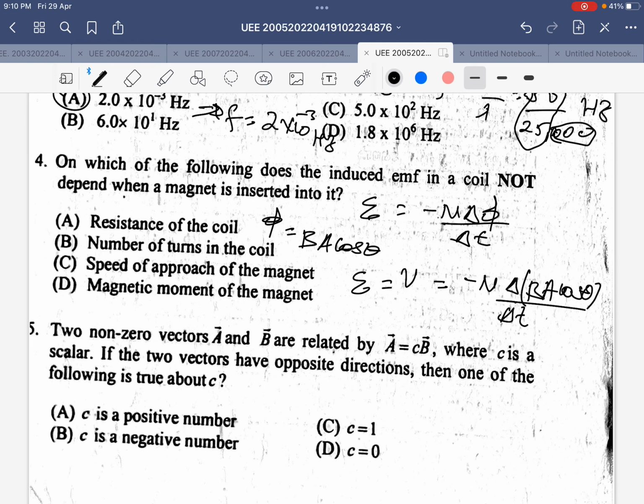Now let's choose. A, resistance of the coil. B, number of turns. We have number of turns N. Therefore, it depends. C, speed of approach of the magnet. That means when the speed is faster, the time becomes shorter. Therefore, it depends on C. And D, magnetic moments of the magnet. That is B, magnetic field. It depends on the magnetic field. Now the answer is A. The induced EMF is independent of the resistance of the coil.